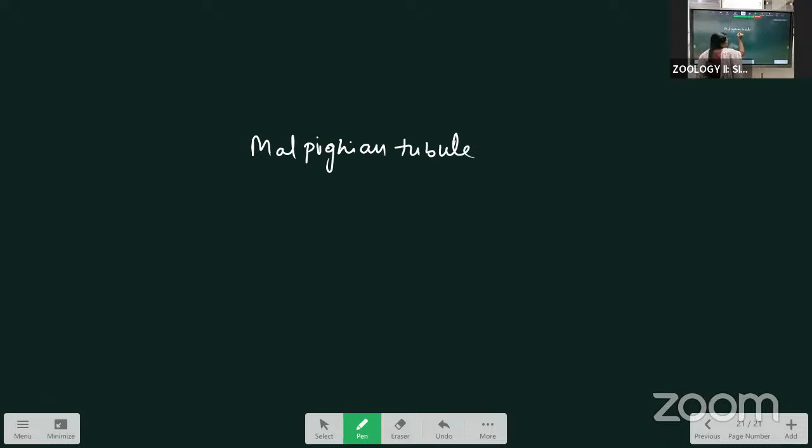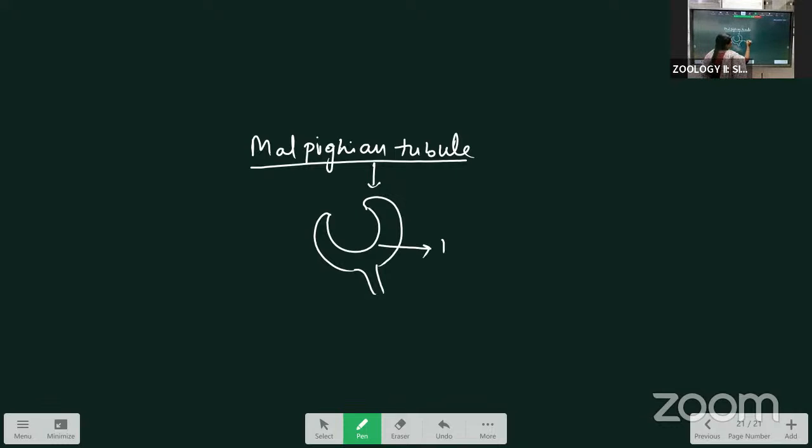Malpighian tubule is also called a renal corpuscle. For example, I drew the diagram before like this. This one is called a Bowman's capsule, a cup-like structure. The Malpighian tubule mainly has two parts. One is the double-layered cup-like structure that we call a Bowman's capsule.